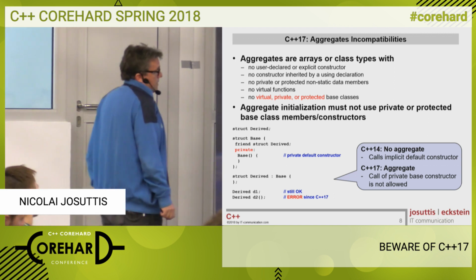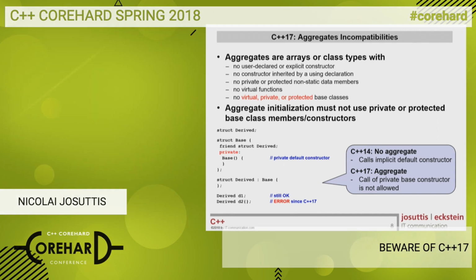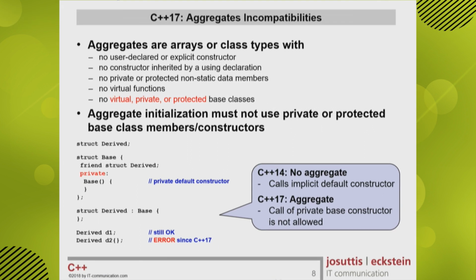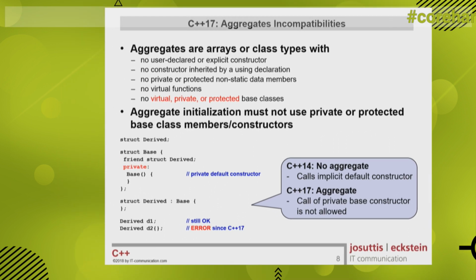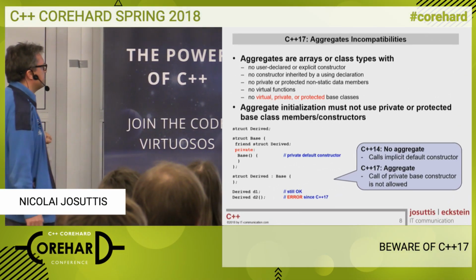So here you see what happens if you just declare an object of the derived class and use aggregate initialization, which is initialization using curly braces. This code did compile before C++17, but will no longer compile because now it falls under the new aggregate rule, which violates this. There will probably not be very much code like this, but there might be some.